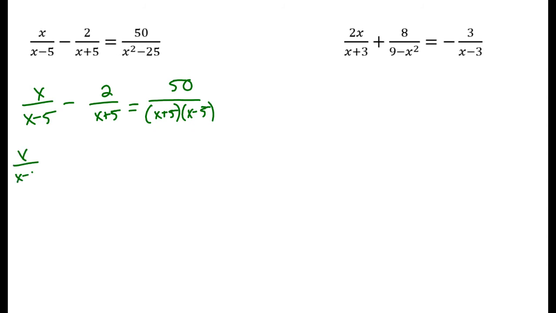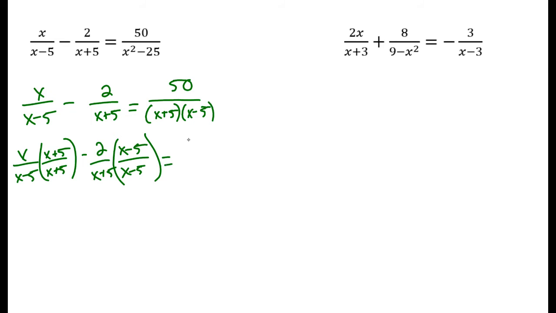This first expression here is missing the x plus 5. Minus 2 over x plus 5. Well, that's missing the x minus 5 equals 50 over, we already have those common factors there, so we're good to go. So I don't need the denominator anymore, and I just care about the numerator.